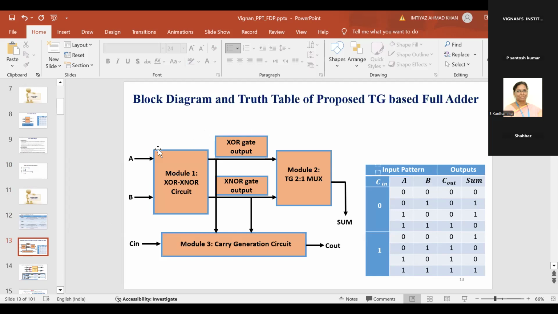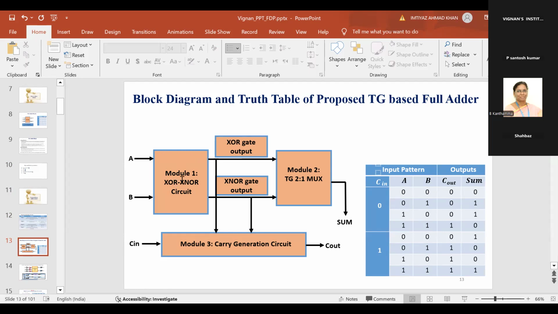Here is the block diagram and truth table. The truth table I have already explained. In the block diagram, you design XOR and XNOR in parallel, then power will be low and speed will be high. Here A and B are used for XOR and XNOR.